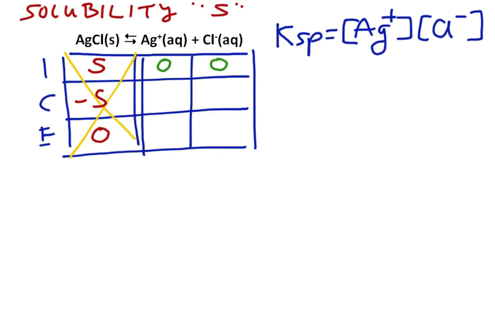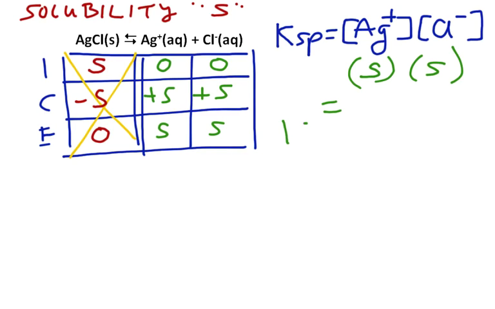And if I have taken away S of silver chloride, then I must have made S amounts of silver and S of chloride, because if the silver chloride dissolves, I get silver ions and chloride ions. So we can see at equilibrium that these two values are going to be S. Now I'll go over to my Ksp expression. This is going to be S. This will also be S. So we get an expression that Ksp is equal to S squared.